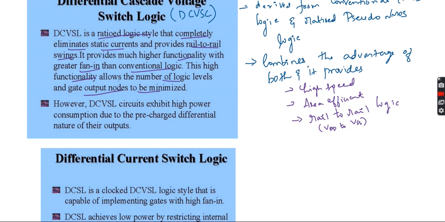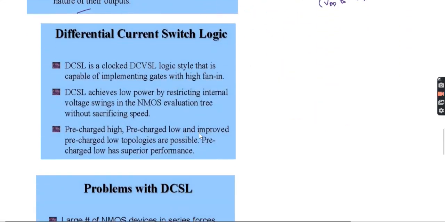This high functionality will minimize the number of logic levels and the gate output nodes. Next, it exhibits higher power consumption due to the pre-charge and differential nature of the output, because it produces both the non-inverted output and the inverted output. That is why you call it the differential nature of the output.